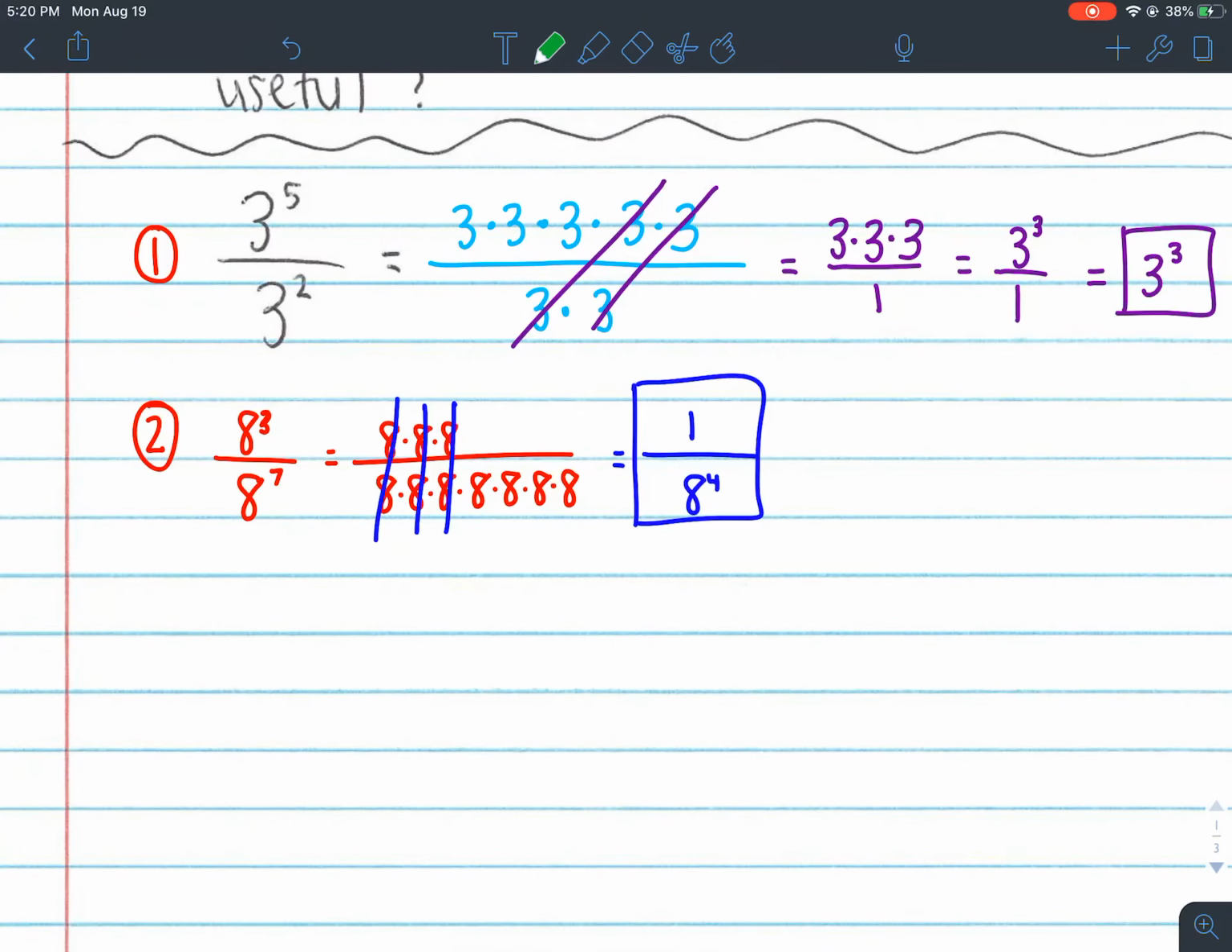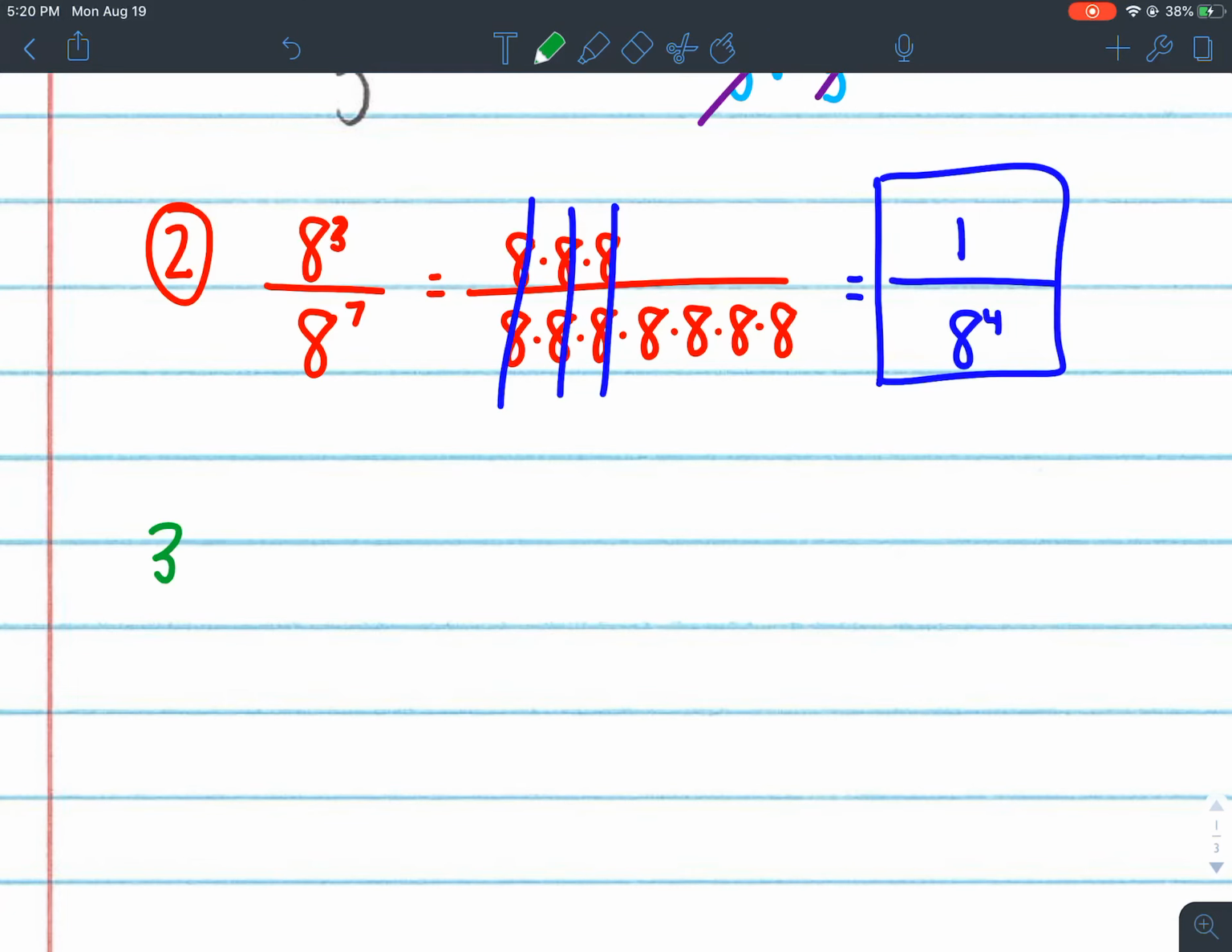All right, now we're going to build on this a little bit. So we're going to go on to more abstract. So we're going to get to variables. I'm going to do x to the 9th divided by x squared. So using the shortcut that I just saw where I subtracted, right? If I have 9 in the numerator and 2 in the denominator, where do I have more x's? Well, I have more x's in the numerator, right?